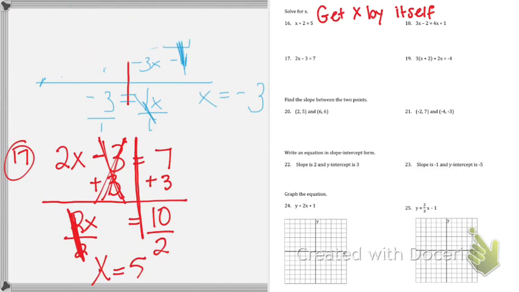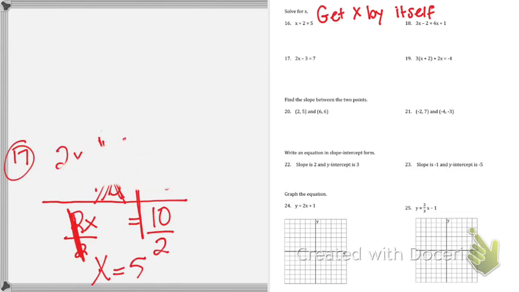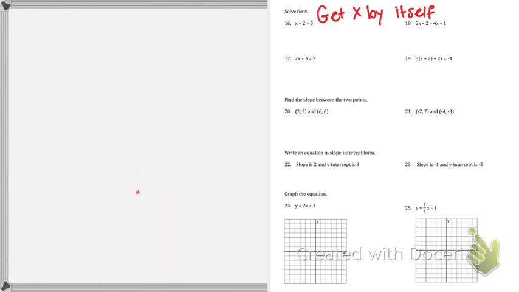Alright, so if you notice that my handwriting just got a little sloppy, it's because my pen just died and my charger is in my desk at school, I think.